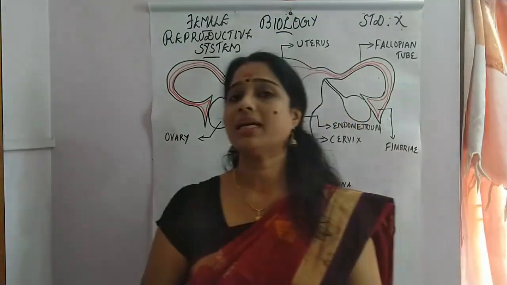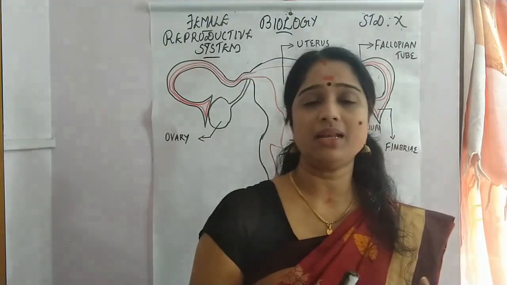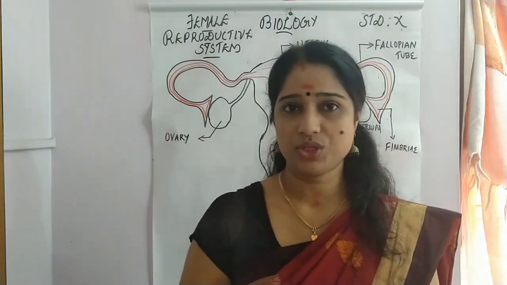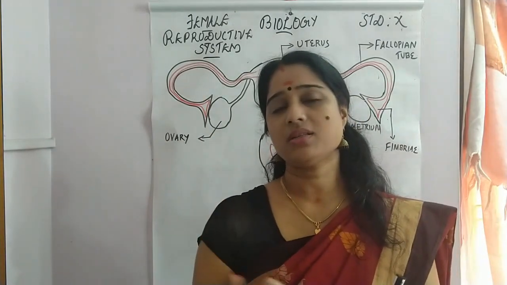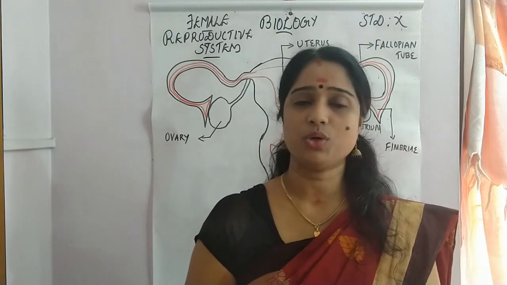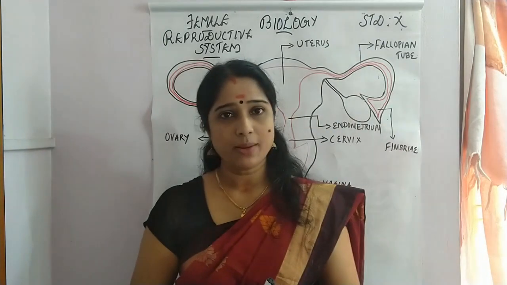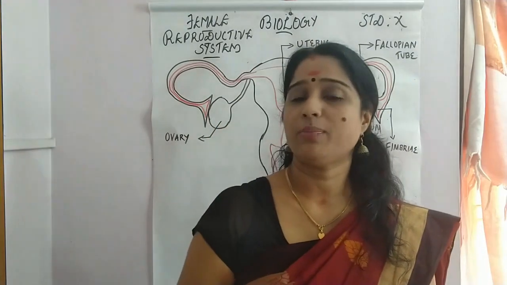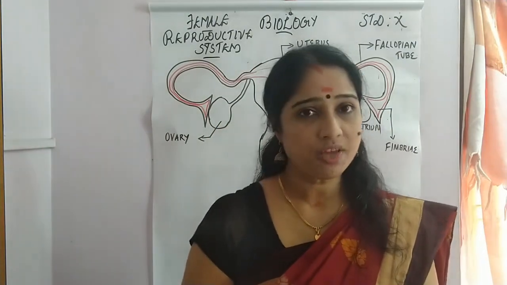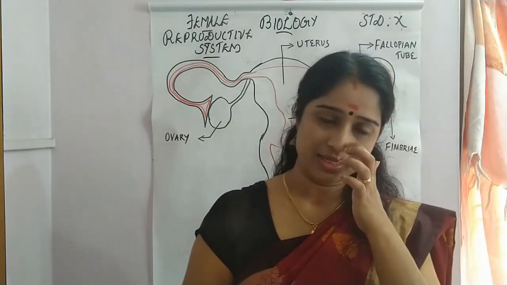You know that in the case of male, the main structures, especially the testes, are seen outside the body. But in the case of female, the structures are seen inside the body in the lower abdominal cavity. You know what is the lower abdominal cavity? Just below the stomach. That area is the lower abdominal cavity. So in the case of female, these structures are seen inside the lower abdominal cavity.